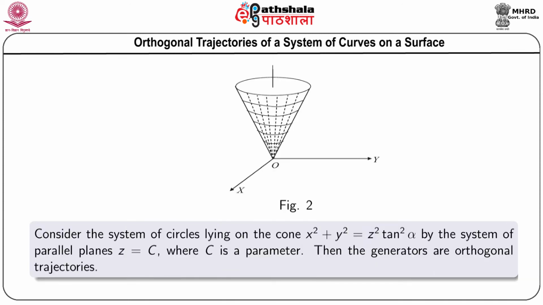For example, let us take a cone. The equation of this cone is given by x square plus y square equals z square tan square alpha. Now, if we cut this cone by the plane z equals c, then for different values of c we will get a curve. For this case, this is a system of circles.